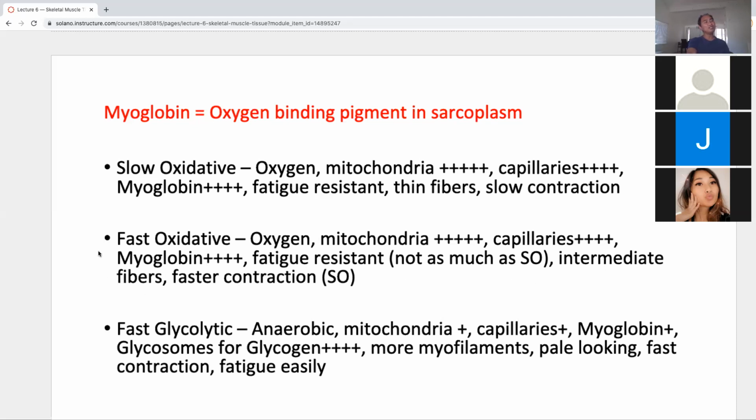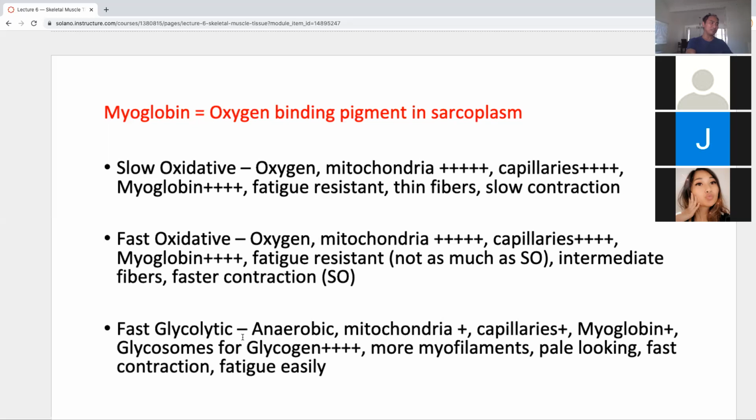So where do we use fast oxidative? They have to be fast, they have to be oxidative. So our lower limb muscle fibers, like we can run a lot, very fast. We can run for a long distance, but these muscles are not as durable as the slow oxidative all day.